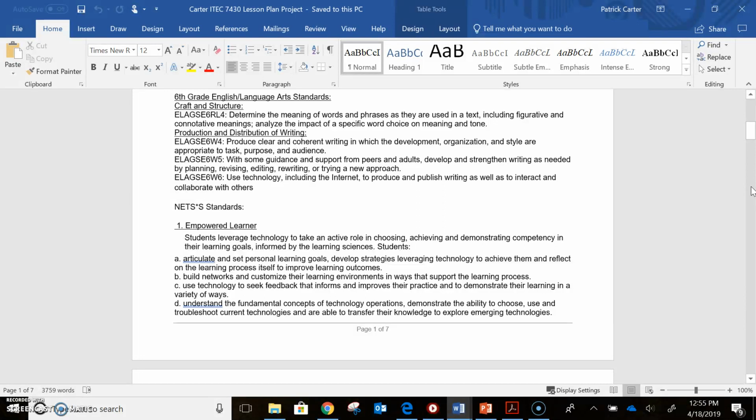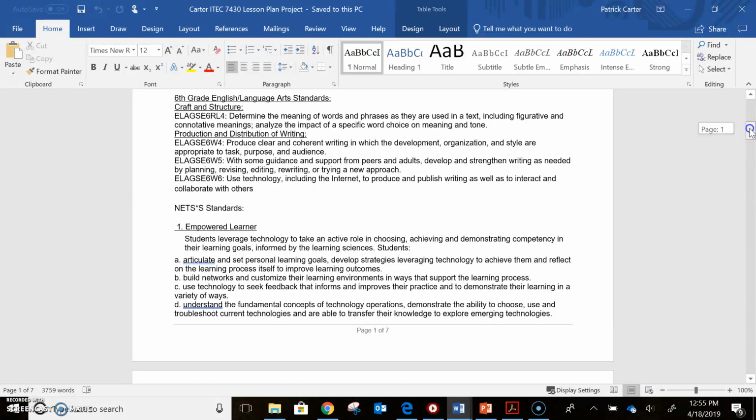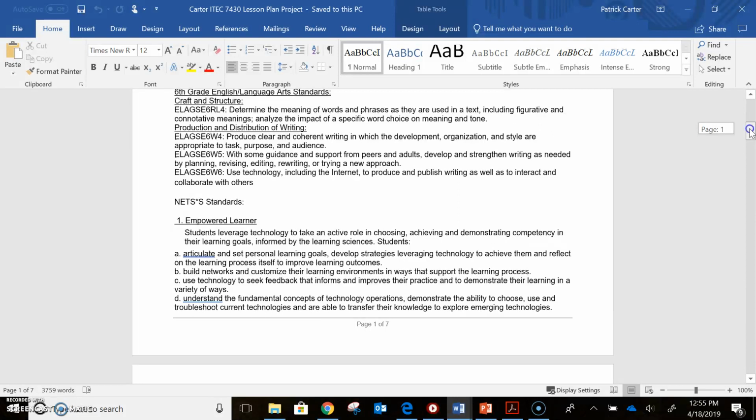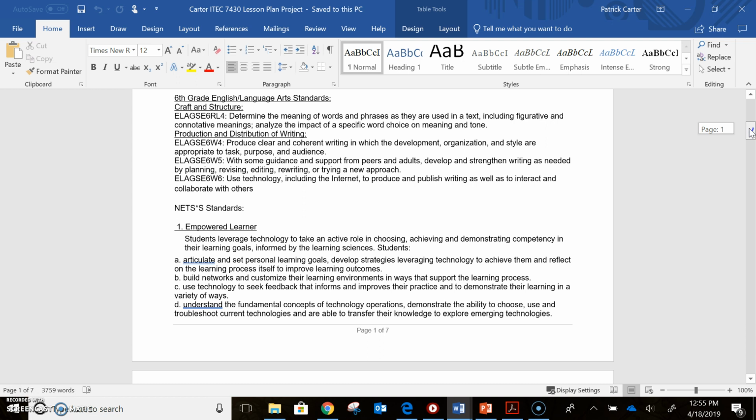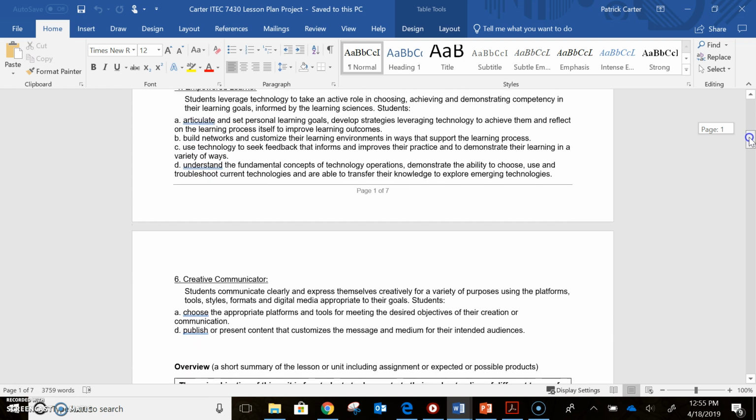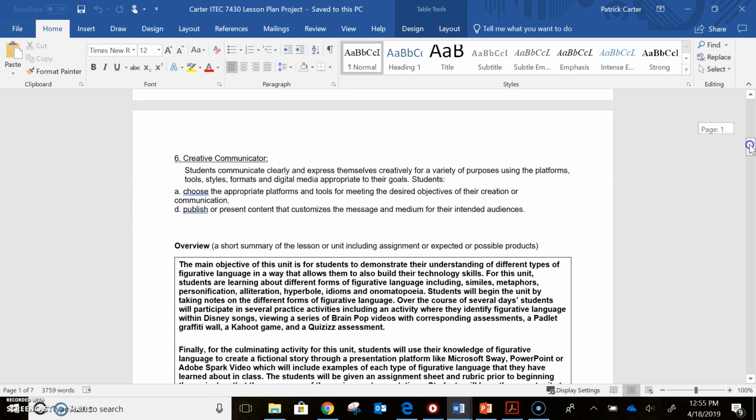The state standards that are addressed in this unit are the craft and structure standards within the 6th grade English Language Arts standards and the production and distribution of writing standards. The NETS standards addressed are the Empowered Learner standards and the Creative Communicator standards.